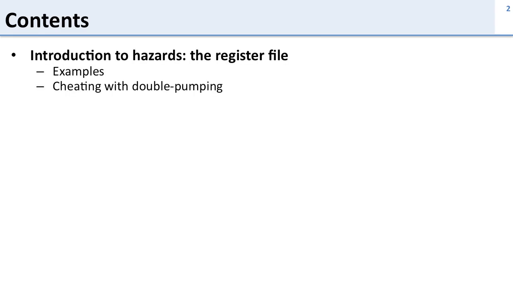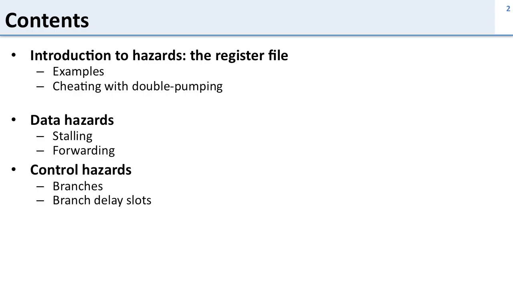So the contents for today, I'm going to start out with an introduction to hazards, and we're going to use the register file as an example for this. We're going to talk about how we solve the register file problem by sort of cheating. We're going to fix the register file. Then we're going to talk about data hazards in more general, and two ways to deal with them. One of these is stalling, where we just sort of wait for the hazard to resolve itself, and the other is forwarding, where we send the data around through new paths in the processor in order to avoid the hazard.